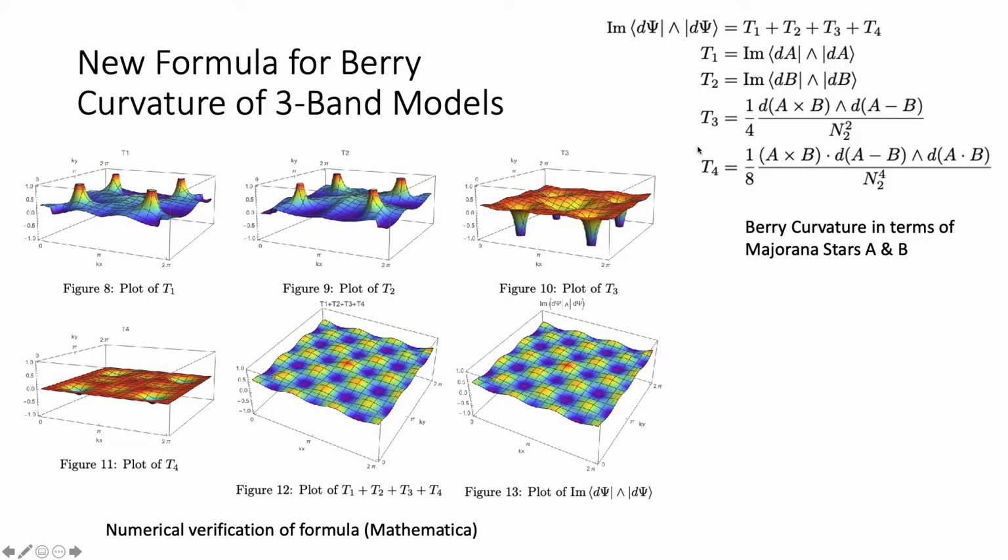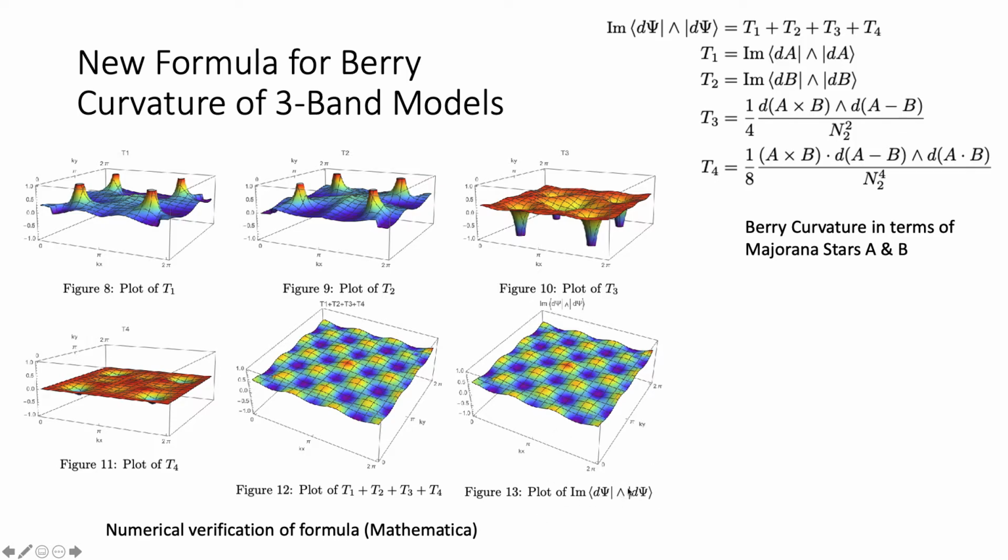T3 and T4 are cross terms between the stars, and I have not found a nice geometrical picture for them yet, although that is on the way. So if I go ahead and plot these four terms, I get figure 8, figure 9, figure 10, and figure 11. Now summing these four terms up, I obtain figure 12.